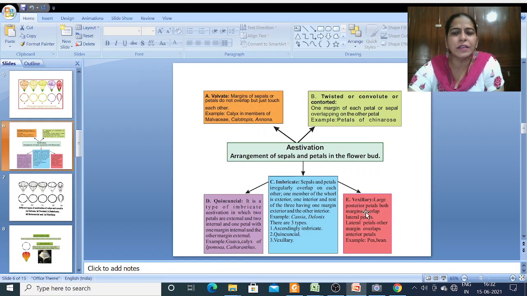In vexillary, a large posterior petal is there and it overlaps both the lateral two petals, and the lateral petals further overlap the anterior petals, which are mostly fused. This is in the members of Faboideae, for example pea and bean.